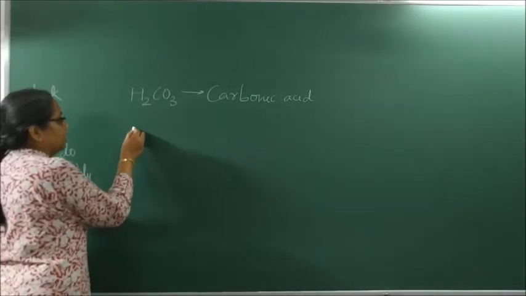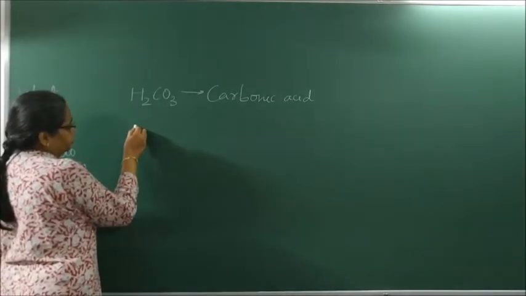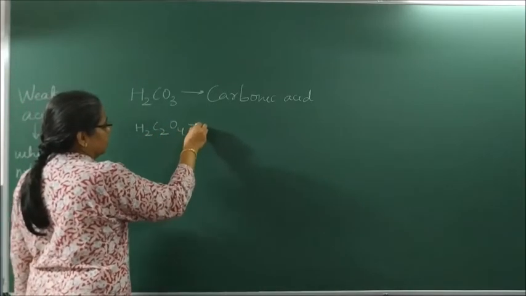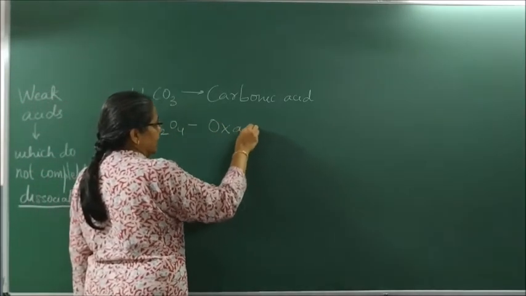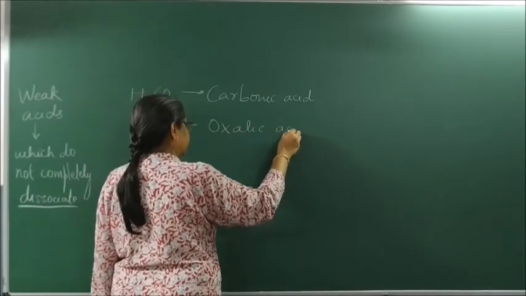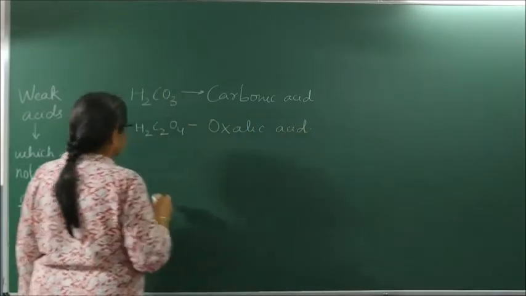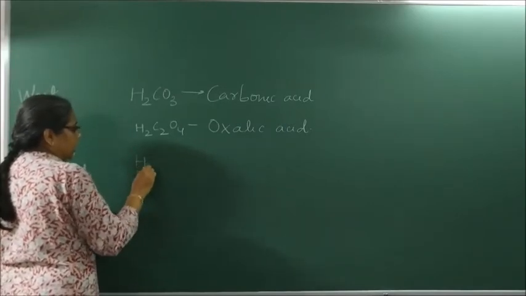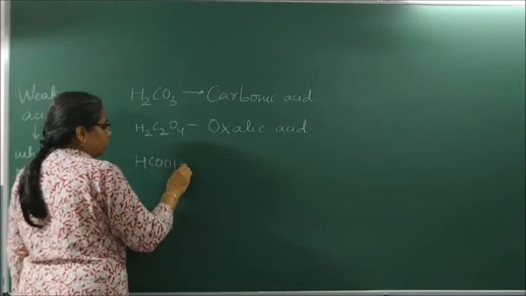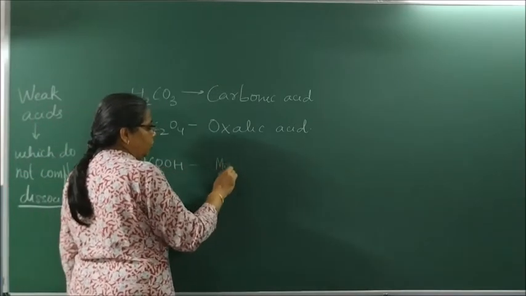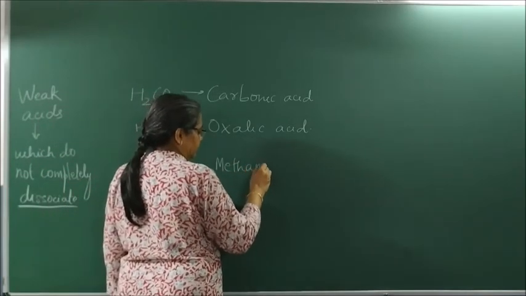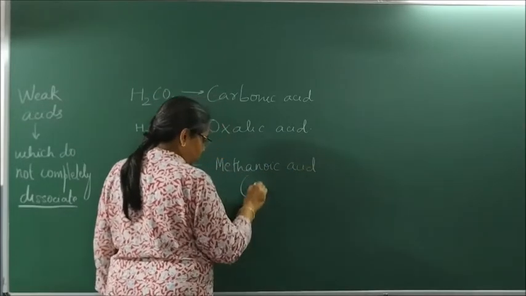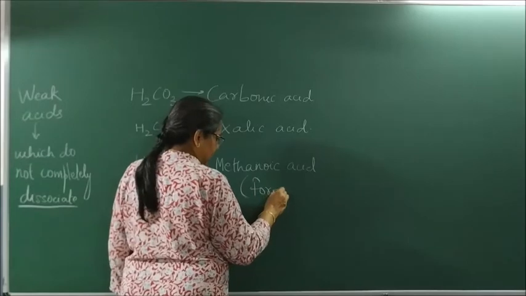Carbonic acid. Then you have H2C2O4. This is called as oxalic acid. Then CH3, or rather first write HCOOH. This is called as methanoic acid. This is also called as formic acid.